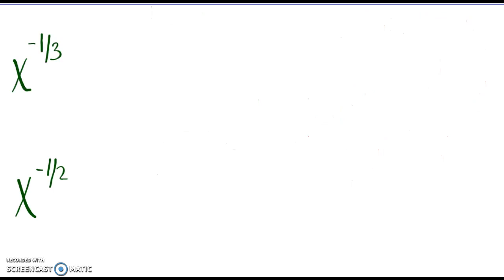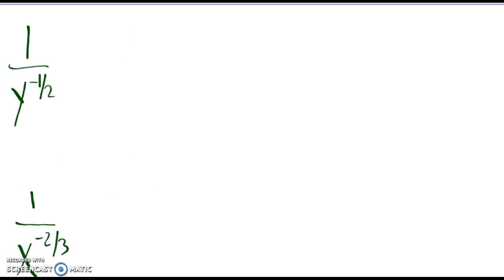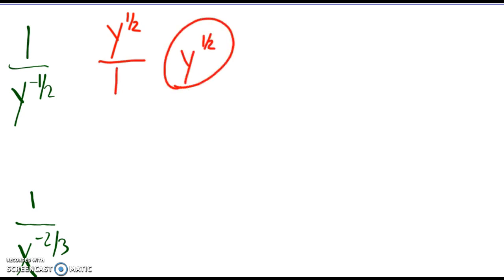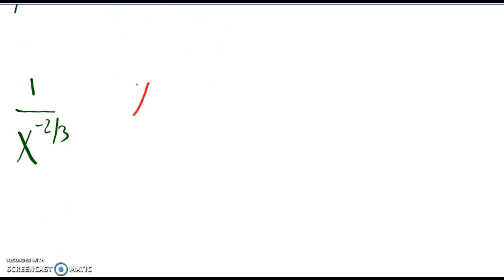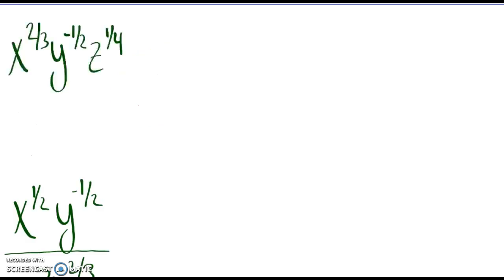If I have x to the negative 1/3, I would then take the base and the exponent, move them to the denominator, and make them positive. And I will do the same on here. I have 1 over x to the 1/2. I can do the opposite of that when they're in the denominator. I just move them to the numerator. Technically, that's y to the 1/2 over 1, but we don't write that. We just write y to the 1/2. Then if you have x to the negative 2/3, that would become x to the 2/3 over 1, or just x to the 2/3.